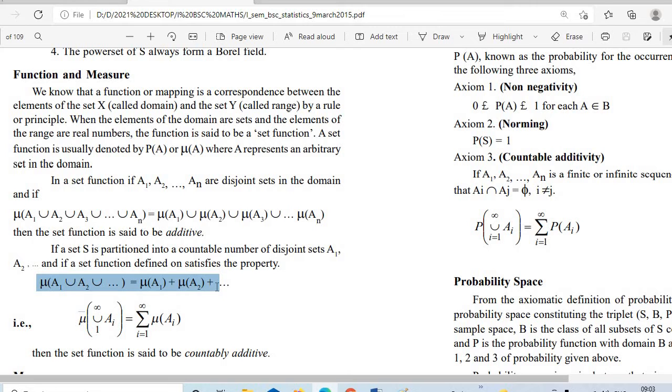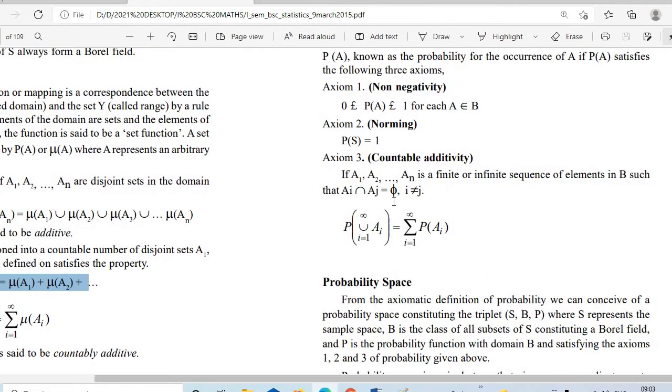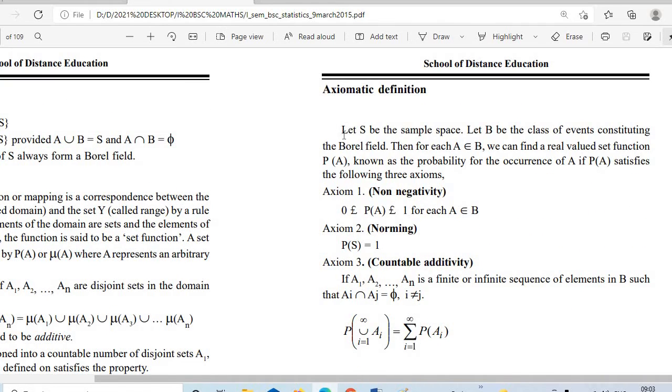Mu of union A1, A2, etc. will be mu of A1 plus mu of A2 plus etc., provided A1, A2, etc. are disjoint. This property is called countable additivity. This property is used in the axiomatic definition. So this is the formal definition.